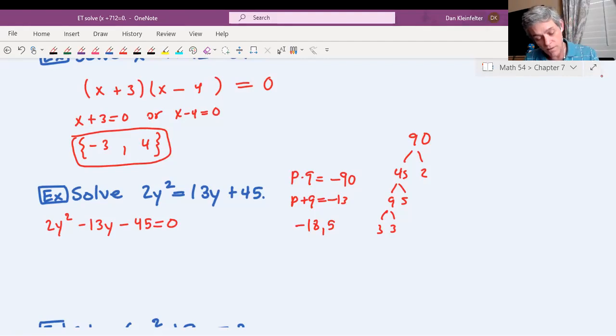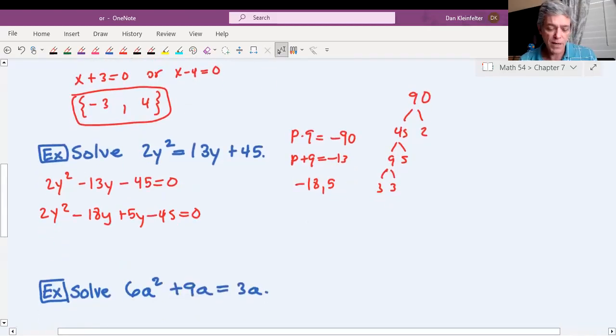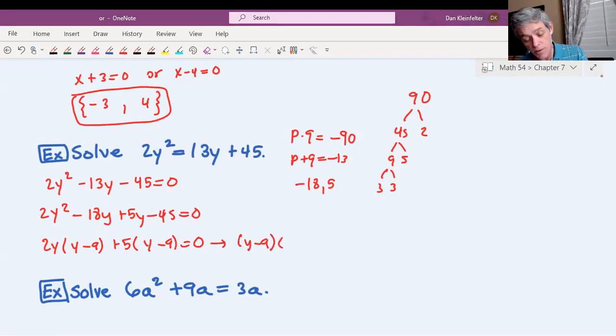Okay, so now we'll factor by grouping. 2y squared minus 18y plus 5y minus 45 is 0. Okay, now we're factoring by grouping. First 2 terms have a common factor of 2y. That will leave us y minus 9. And then we'll have 5, again, y minus 9. Y minus 9 comes out, leaving 2y plus 5.